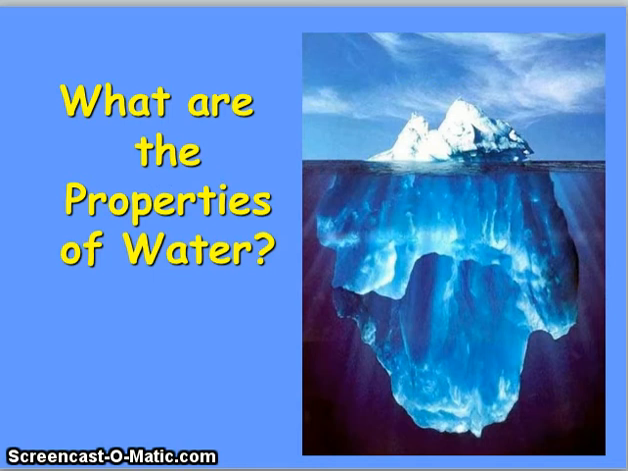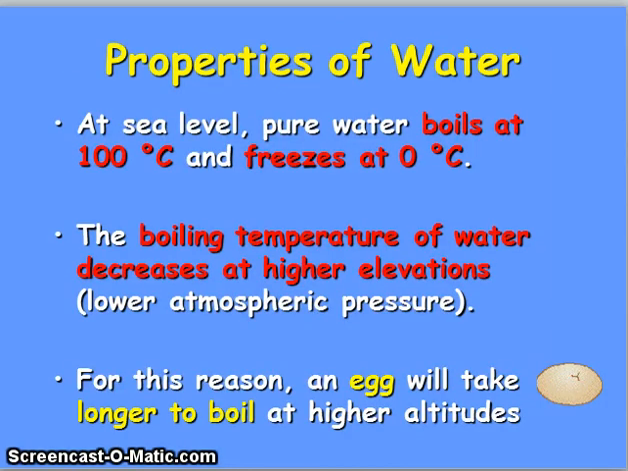So what are the properties of water? Well, water has a boiling point of 100 degrees Celsius and freezes at 0 degrees Celsius. The boiling temperature of water decreases at higher elevations, where the atmospheric pressure is lower. So for instance, if you were going to cook an egg, it would take longer to boil at a higher elevation. That's why if you read the back of baking boxes, like cake mix, it tells you a different cooking time if you're at a higher elevation.